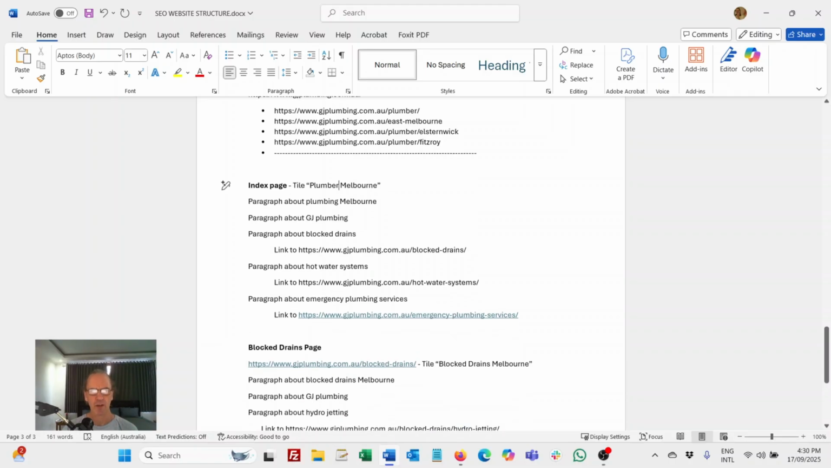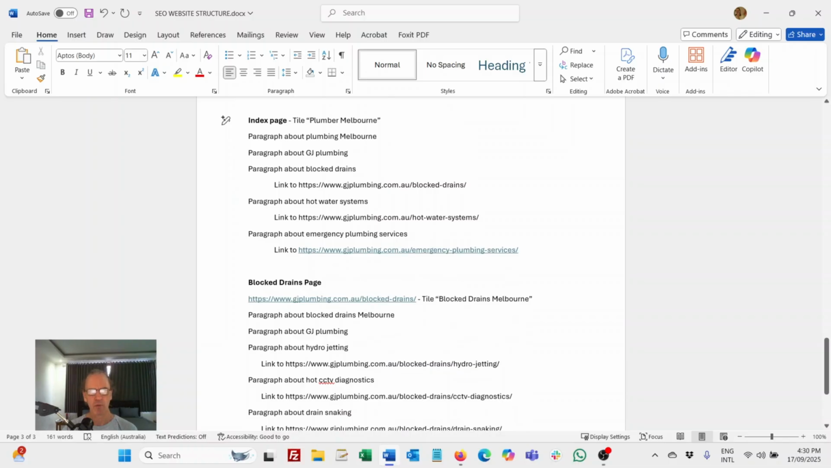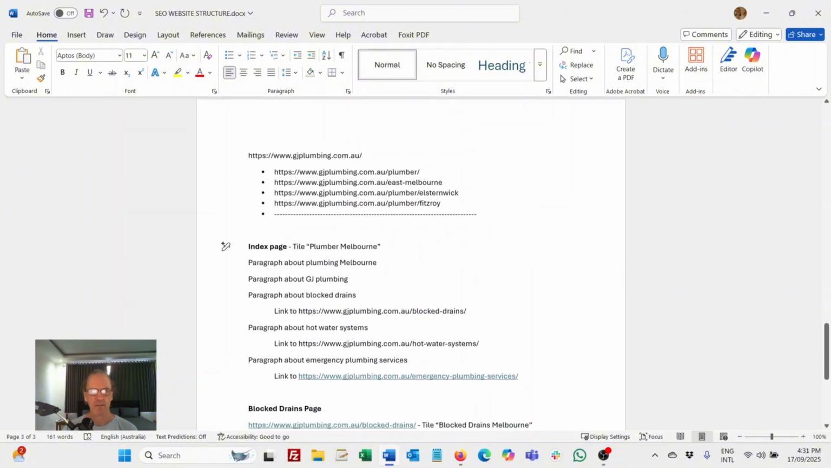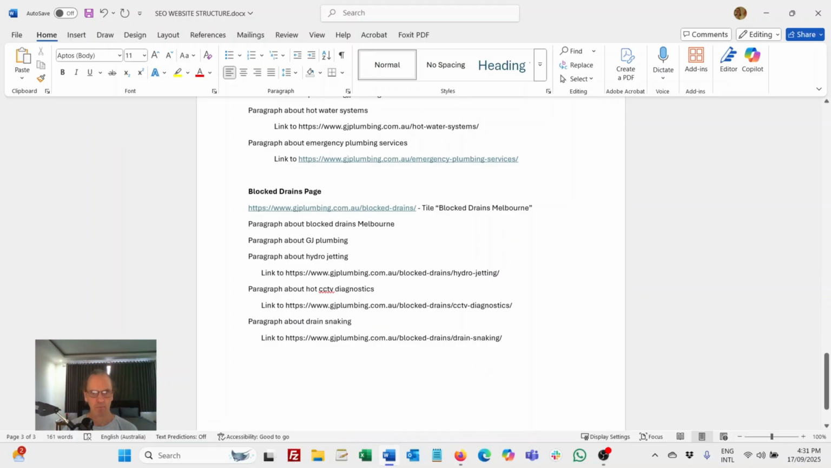Let's take that step further, and go from the block drains section in your index page to your block drains page. So here we've got it. Block drains would be Melbourne, again with something about your business. And then you'd have hydrojetting, CCTV diagnostics, and drain snaking, which are the subcategories of block drains. Again, this would all be Melbourne. And then you would lead to an individual page on each of these, which would then be about Melbourne. That would have a full comprehensive breakdown of hydrojetting, what it is, what the services are that you offer, and so on, and then this would link to your suburb pages.